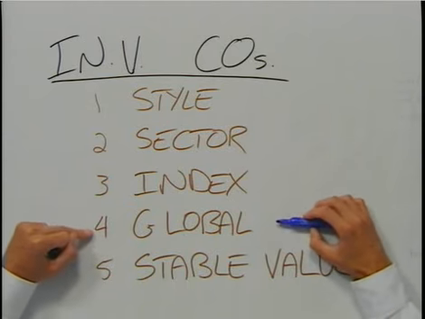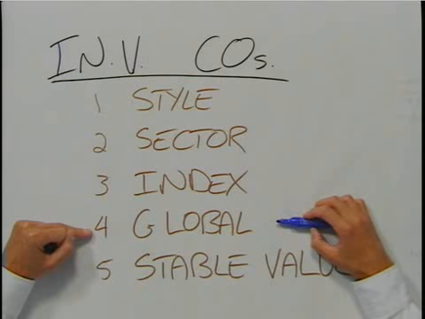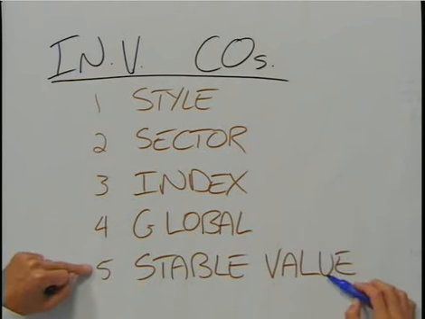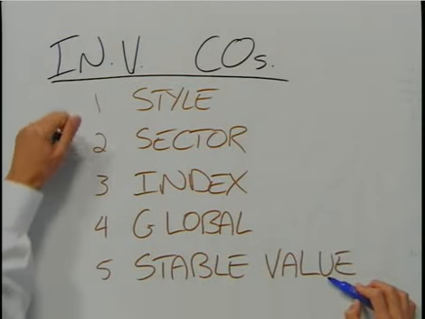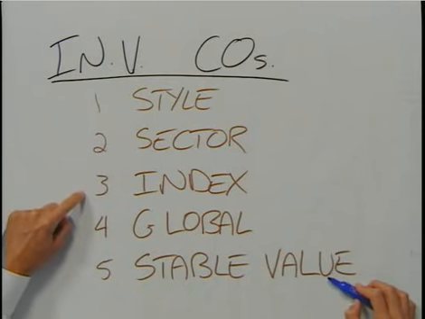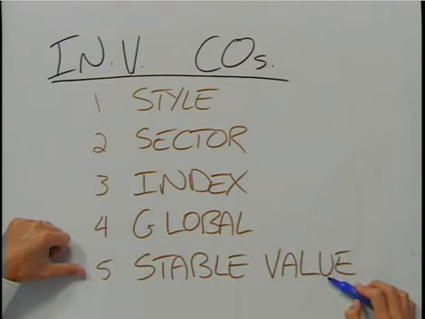A global fund, as the word implies, is international. You're investing in the FTSE, the Nikkei, the CAC and all the other different indexes that are around, and you're blending that into one global investment portfolio. And then you've got stable value, where you're looking at money markets and bonds, specifically treasuries, gilts in the UK, etc. So you've got to remember, you have five different investment types: style, sector, index, global, and stable value.